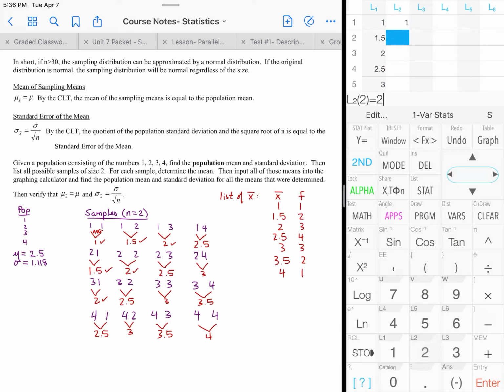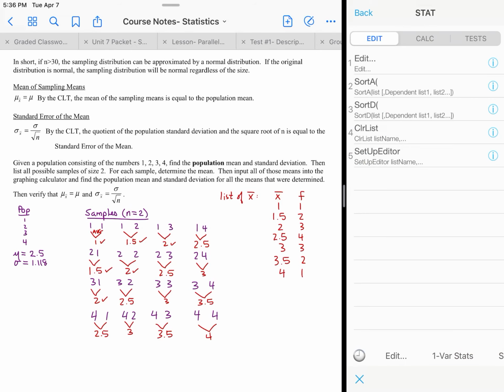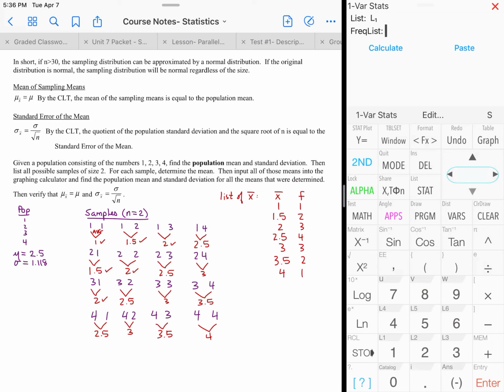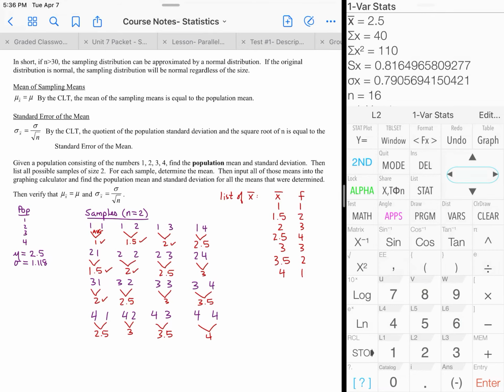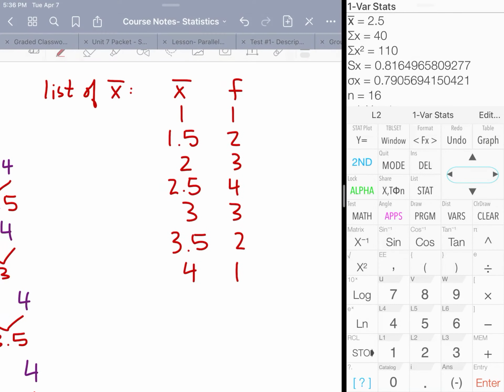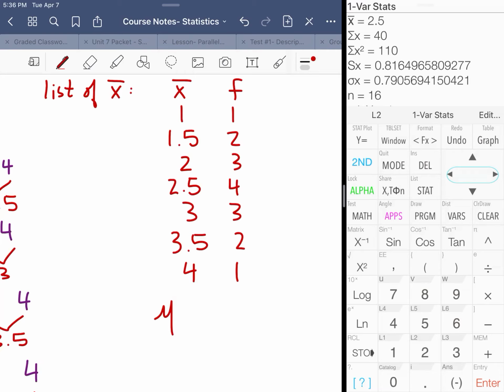So 1, 2, 3, 4, 3, 2, 1. So now I'm going to stat, calc 1, L1, L2. Calculation. All right, so from here, what I'm going to get is a mean. That mean is not of the X values, but of the X bar values, and that's equal to 2.5. The sigma, also of the X bar values, is about 0.791.